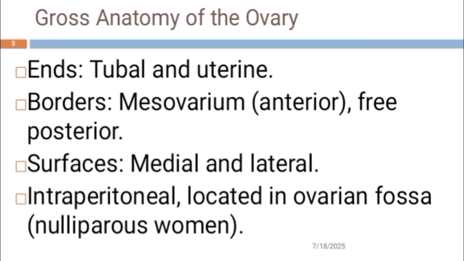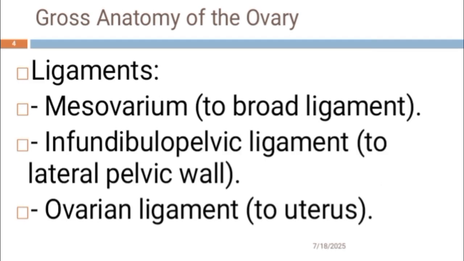As intraperitoneal structures, the ovaries reside in the ovarian fossa on the lateral pelvic wall in nulliparous women. They're anchored by 3 key ligaments: the mesovarium, connecting to the broad ligament, the infundibulopelvic ligament, attaching to the lateral pelvic wall, and the ovarian ligament, linking to the uterus. This positioning is critical for both function and clinical considerations.